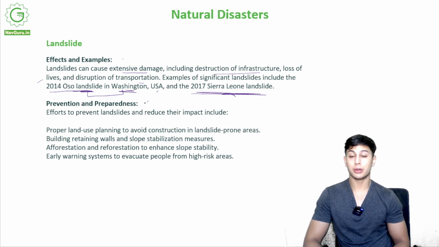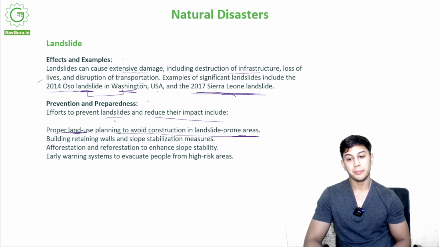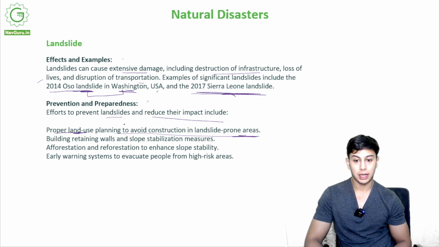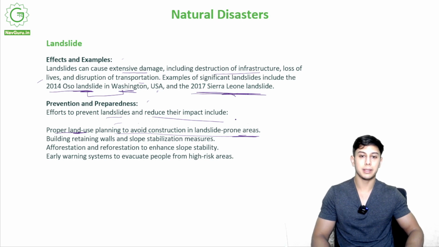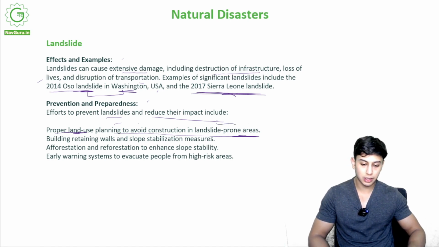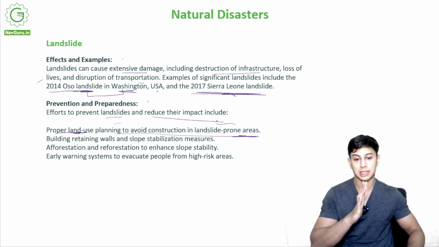How do we prepare for it? How do we prevent them? Efforts to prevent landslides and reduce their impact include proper land use. Planning to avoid construction in landslide-prone areas. So I would not take my road through a landslide-prone area, because it would ultimately be damaged. We go around it. What is a landslide-prone area? Where landslides are more likely to occur, with excessive slope, right?